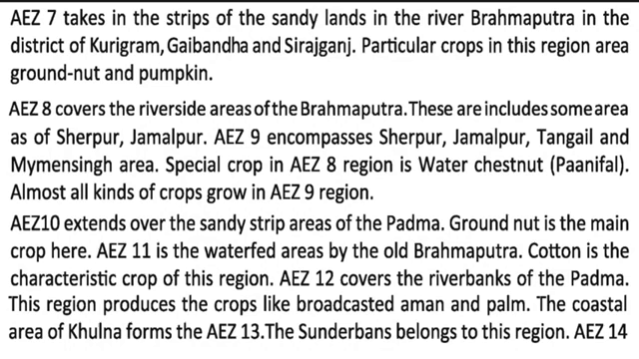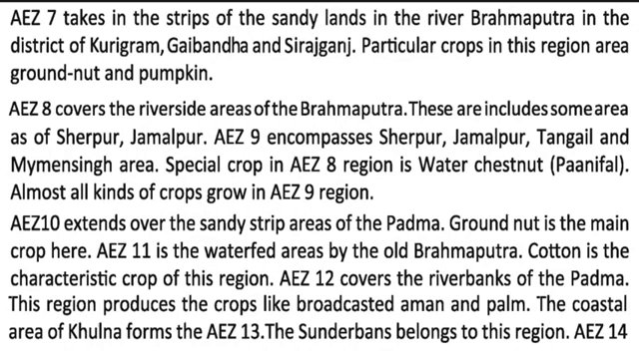Agroecological zone 11 is the water-fed area of the old Brahmaputra, and cotton is the characteristic crop of this region. Zone 10 is the steep extended area of the Padma, where we can produce more groundnut. Zone 11, which extends over the old Brahmaputra, is where we can produce more cotton.